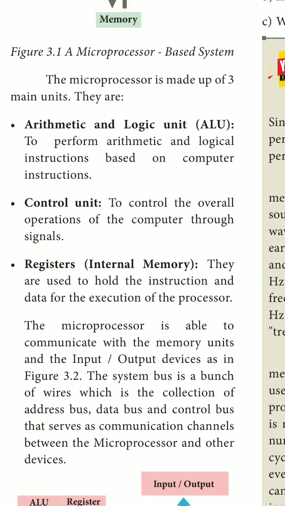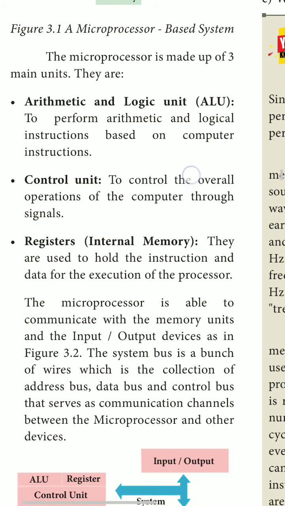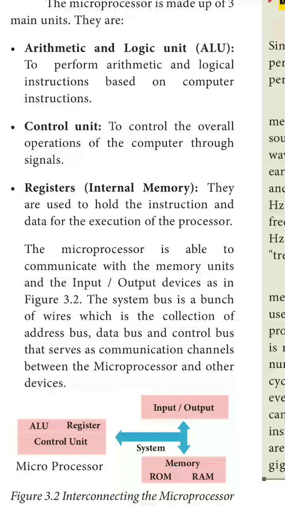Next is register. This is the smallest unit of memory. It can hold, I think, 2 bits to 3 bits. They are used to hold the instruction and data for the execution of the processor. There will be many registers that will handle data by bitwise operation.